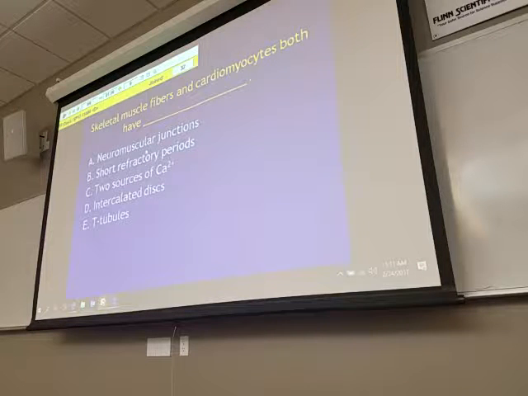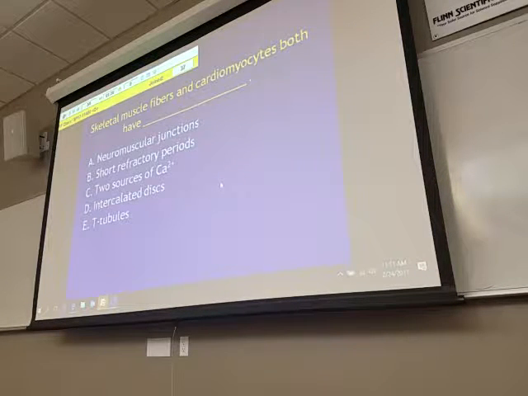Which have neuromuscular junctions? Skeletal. Short refractory periods. 2 sources of calcium. Intercalated discs. T-tubules. Who has more? And how are they arranged in skeletal muscle alongside the SR? As triads. No triads in cardiomyocytes. You have T-tubules, you have SR, but not arranged into triads.